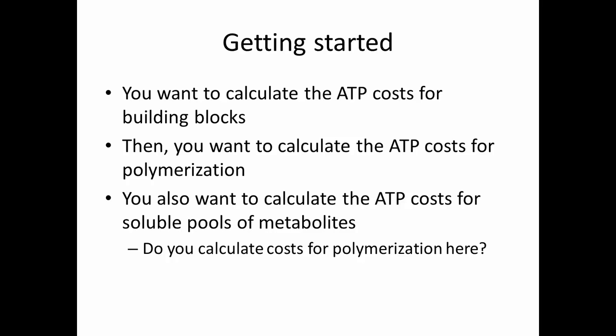Okay, so how to get started. You want to first calculate the ATP costs for making all these building blocks, for making amino acids, for making nucleotides. Then you want to calculate the ATP costs for polymerization. So for polymerization of protein, for polymerization of DNA, for polymerization of RNA. After that, or in the meantime, you can calculate the ATP costs for the soluble pools of metabolites.